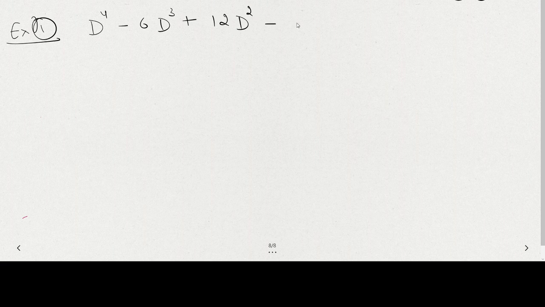In this video, we'll do a few examples. The first example is to find the complementary function. Example 1: solve (D^4 - 6D^3 + 12D^2 - 8D) y = 0.